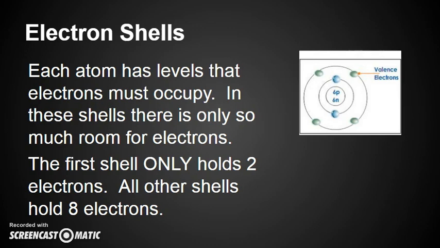Now, the valence electrons want to have a full shell. So whether they're at the shell that only holds 2 or the shell that only holds 8, they really want to be full. So they're going to do whatever they can. They're going to give away electrons or gain electrons in order to have a full shell. So these are really going to come into play when we talk about different types of bonds.